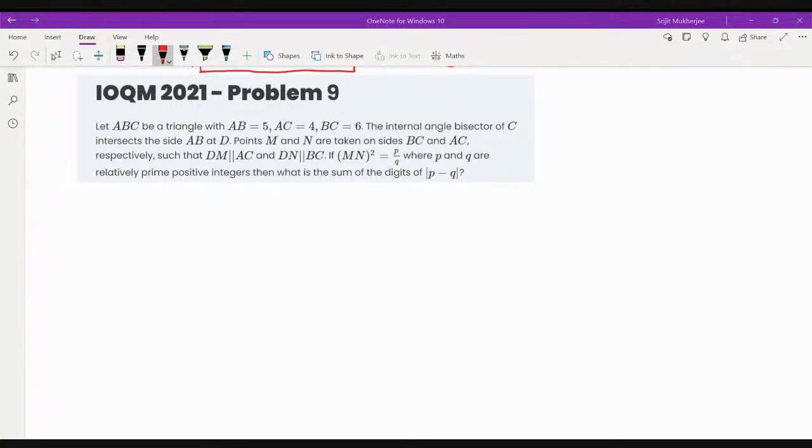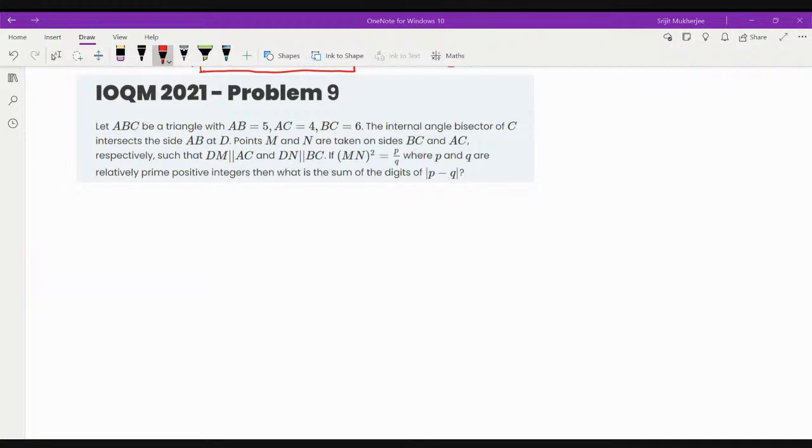Points M and N are taken on the sides such that DM is parallel to this and DN is parallel to this. If MN square is equal to this, then essentially you have to find the corresponding value. Yes, no, let's not go into the answer, Sarthak. Let's see how we should approach this problem.